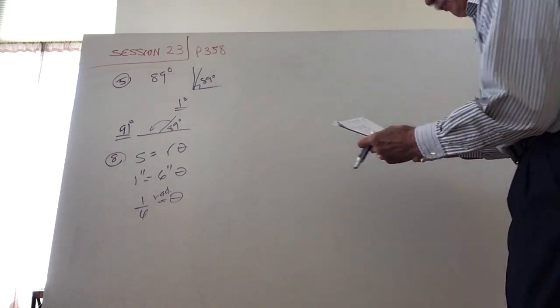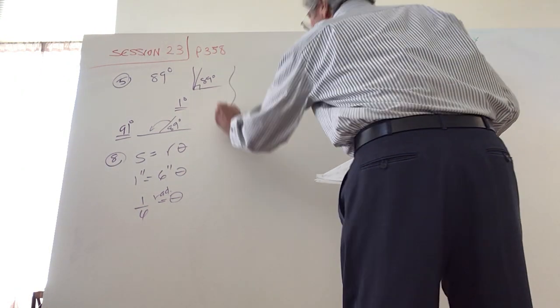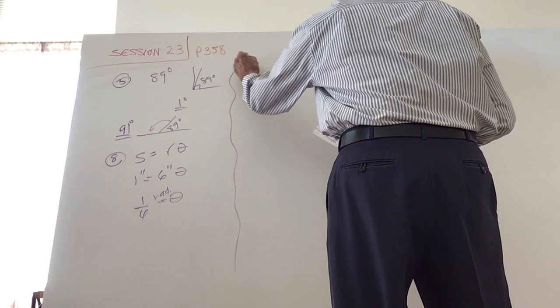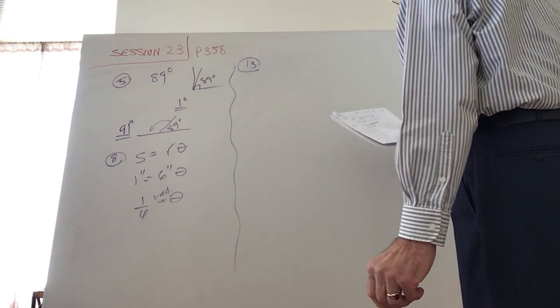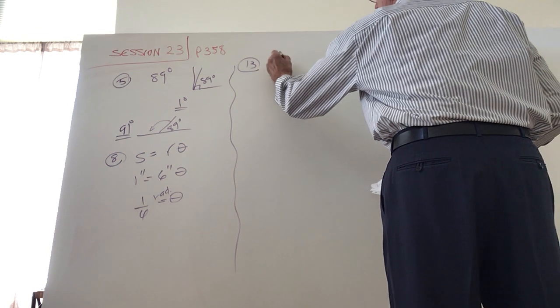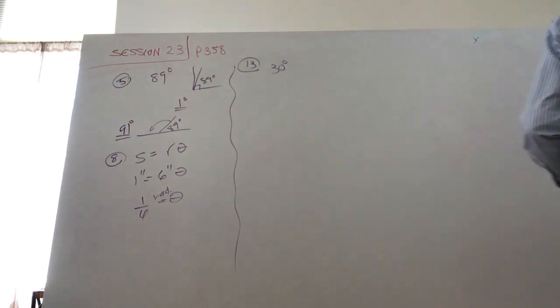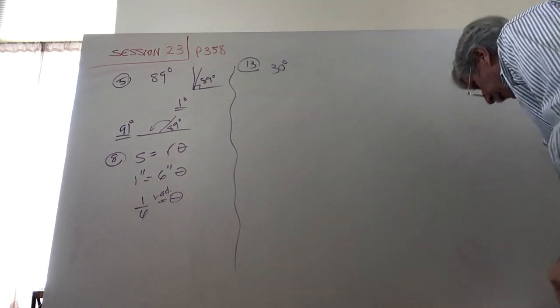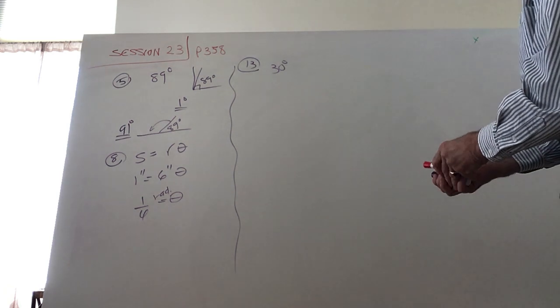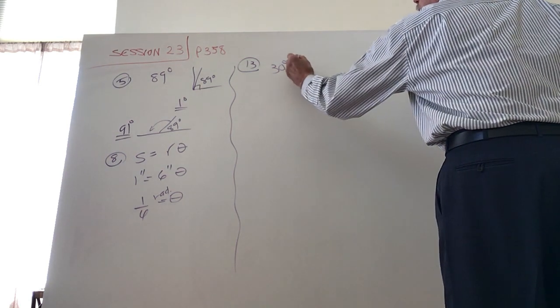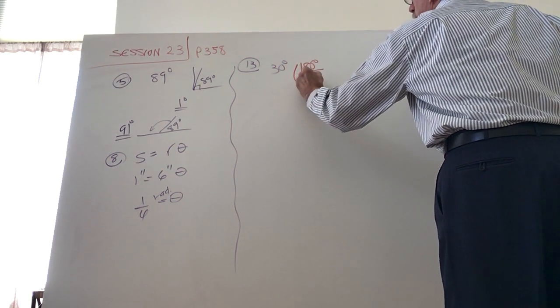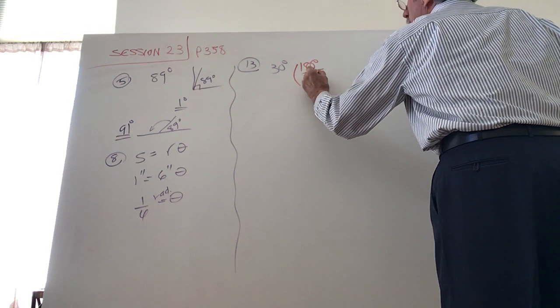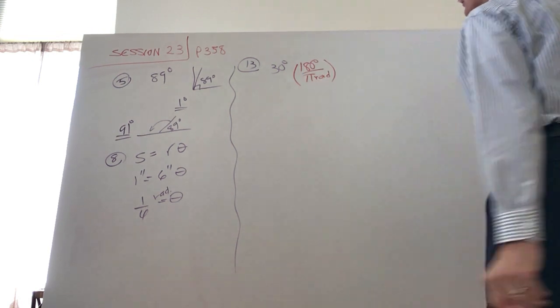Number 13. 13 next. For 13, we're looking for 30 degrees in terms of radians. And unfortunately, I didn't write the formula, or the conversion factor, on the board for you. But we can get that back very quickly. To convert that, we have two options. Either 180 degrees for every pi radians, or the other one, pi radians for every 180 degrees.